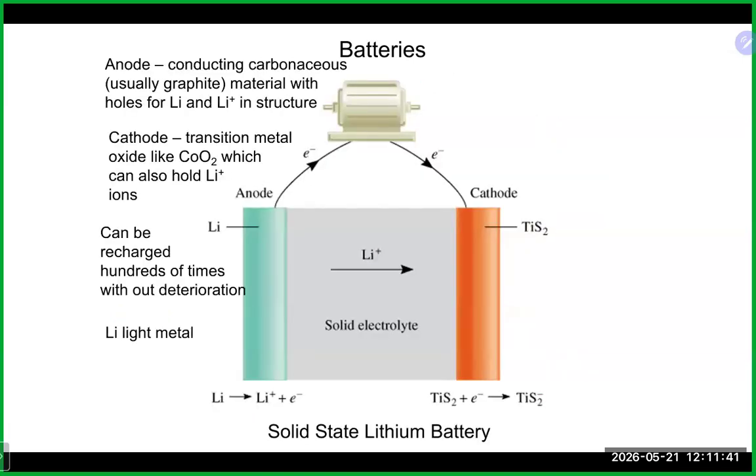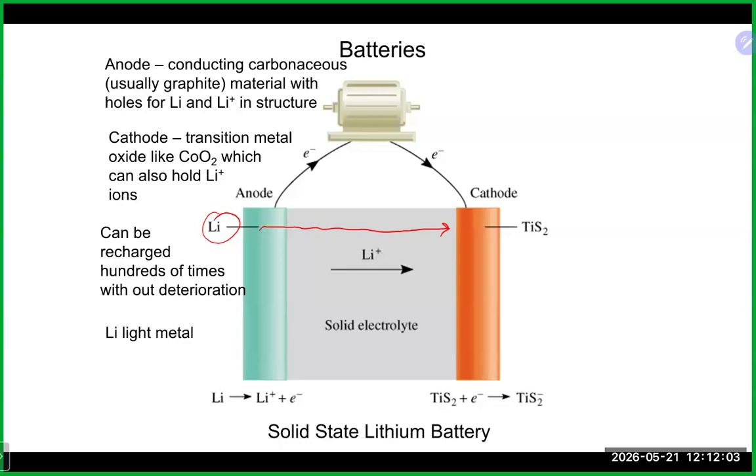Another type of battery is a solid state lithium battery. Again, we have an anode that's some type of carbon material, graphite. It also has the holes in there to allow, as this guy gets oxidized, to sort of travel across that medium to the other side. Because of this, there's not a lot of change in the composition of things.